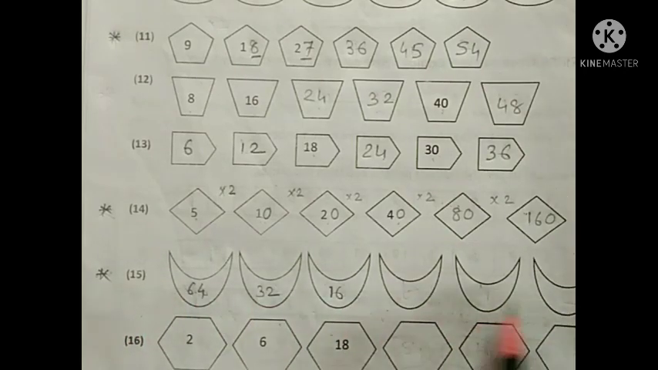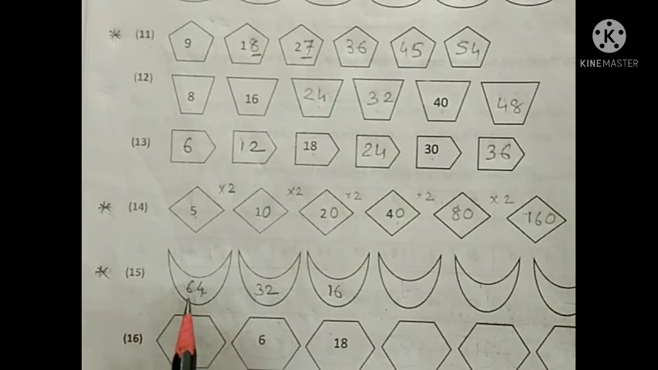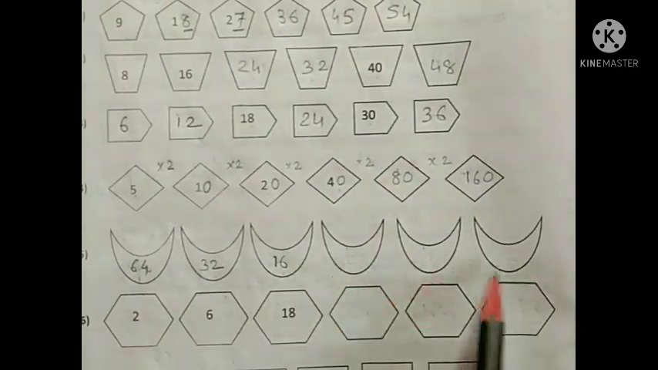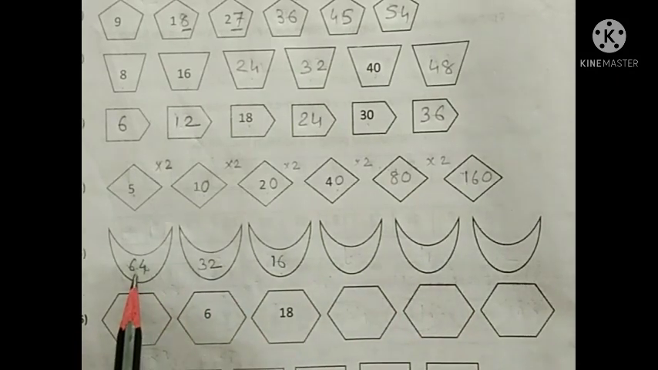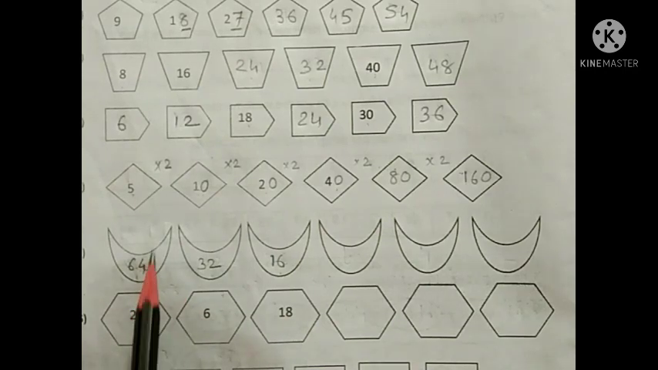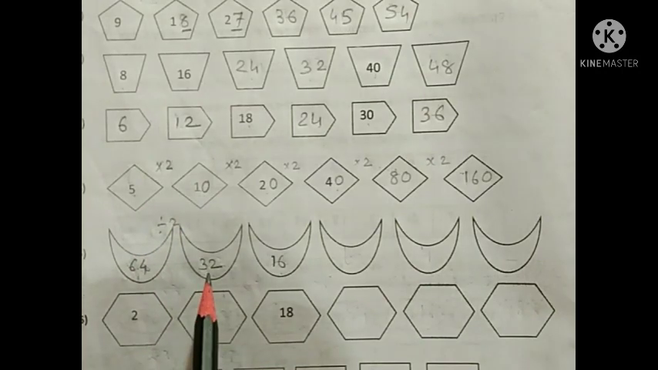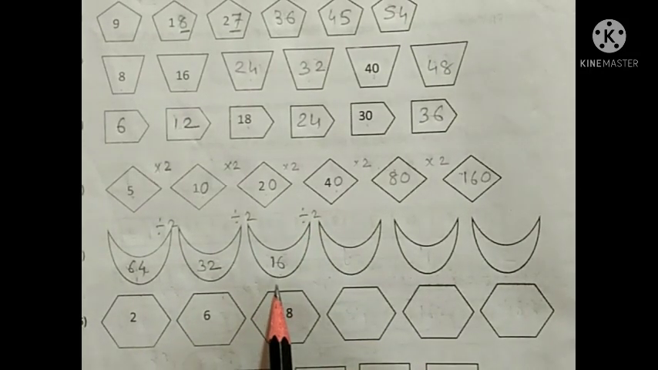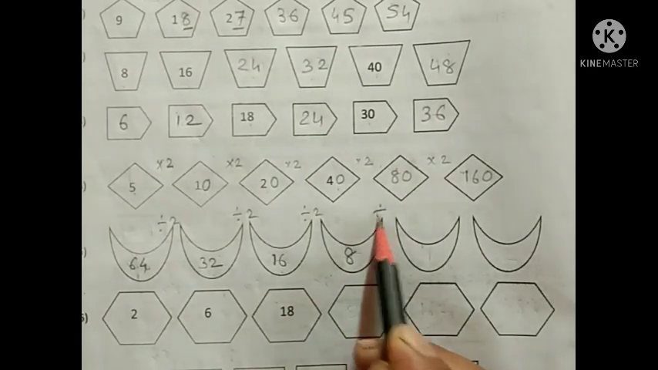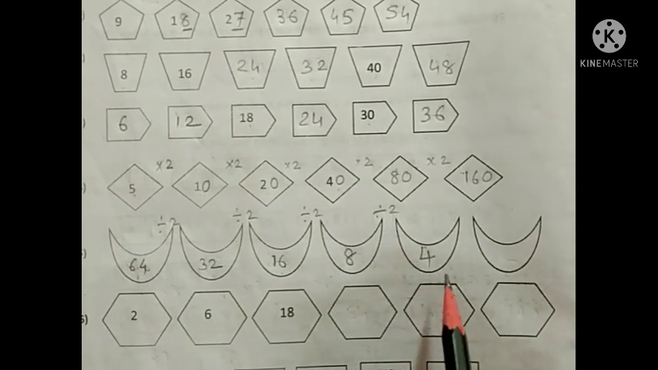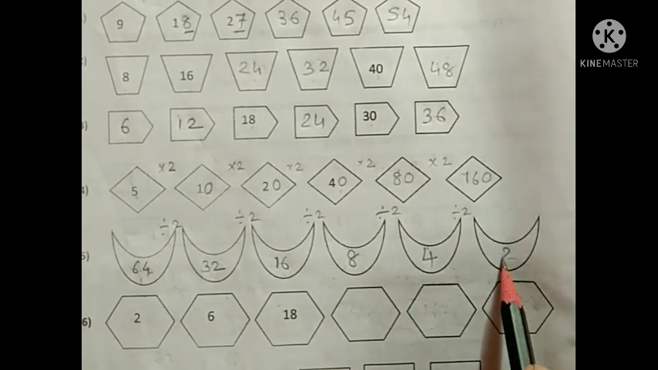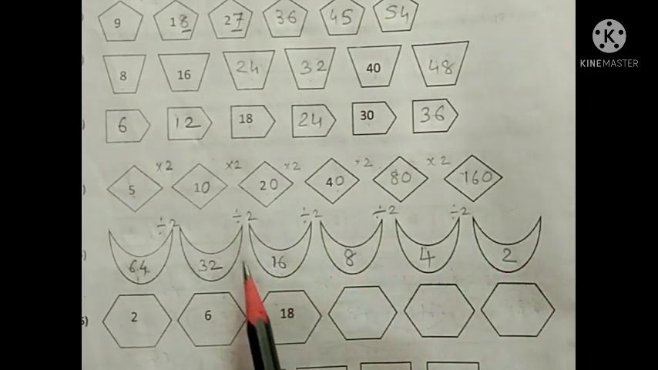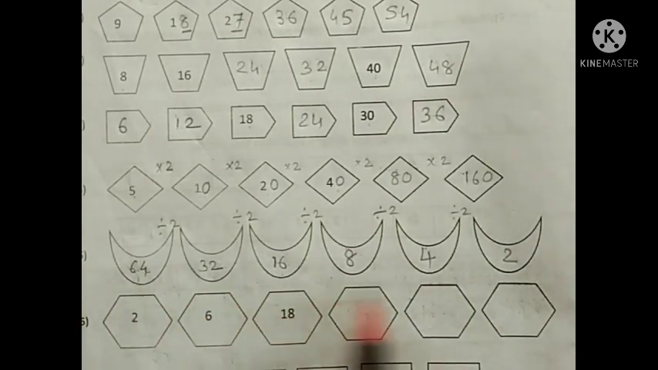Next, 15. Again all boxes are blank. Here actually you have to write 64, 32, then 16, and then fill up the other remaining boxes. 64 divided by 2, half of it, is 32. Again 32 divided by 2 is 16. 16 divided by 2 is 8. 8 divided by 2 is 4. 4 divided by 2 is 2. If you come from this side, 2 2 is 4, 4 2 is 8, 8 2 is 16, 16 2 is 32, 32 2 is 64. This one is reverse order, a decreasing order.